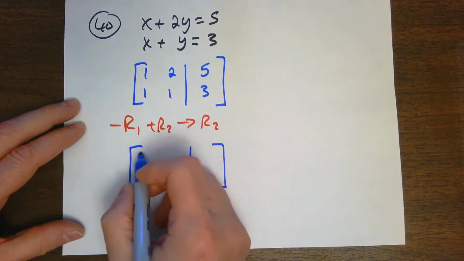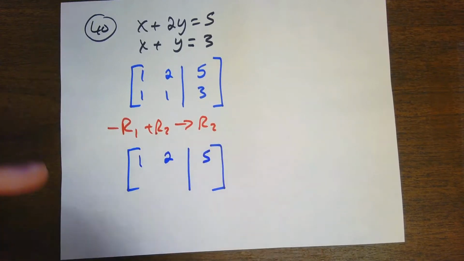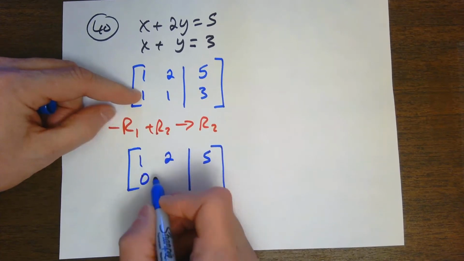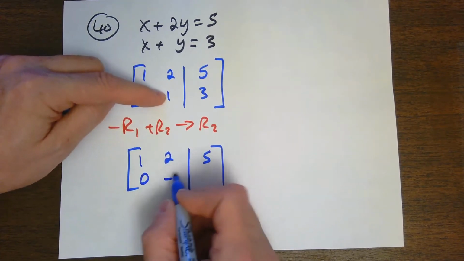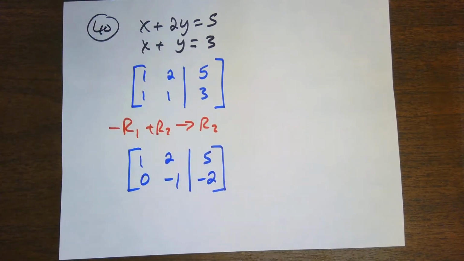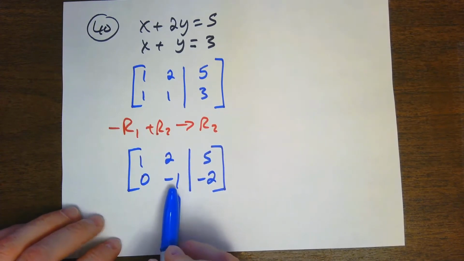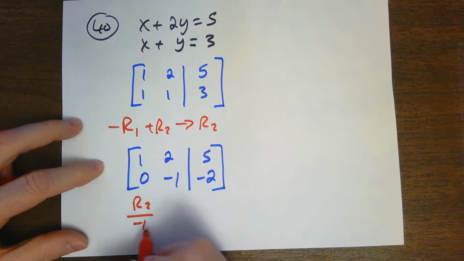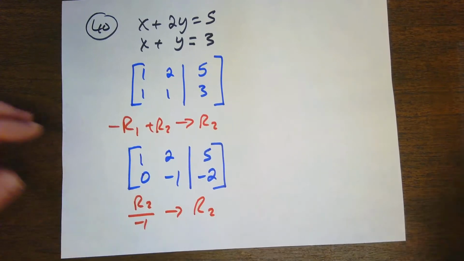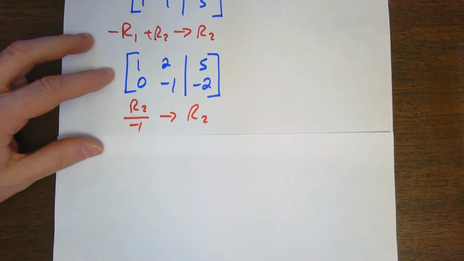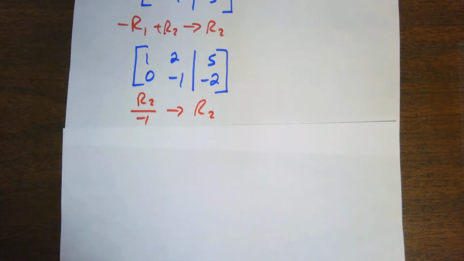The first row isn't changing. The second row: negative 1 plus 1 is 0. Negative 2 plus 1 is negative 1. Negative 5 plus 3 is negative 2. Now, not quite done, not quite what I wanted here. I want a positive 1 there. So now I'm going to take row 2 and divide it by negative 1 and put it in for row 2. Basically, I'm just going to divide that whole row by a negative number to make it positive. That's what I want.